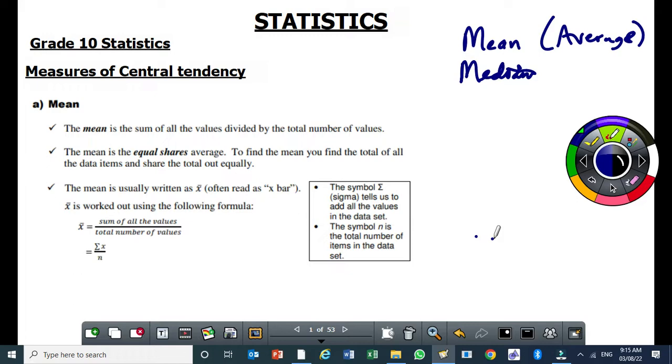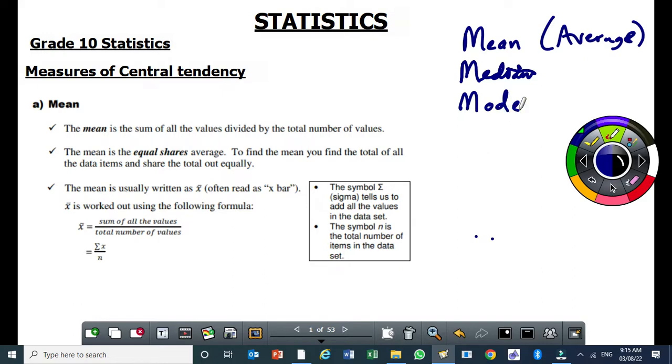So if I take your math marks for term 2 and I arrange them from the smallest to the largest, then since there are 26 of you, it means I am going to need the 13th mark and the 14th mark. Then I'll add the two and divide by what? By 2. Then I'll get the median. That is only because the number of learners in this class is even. If it's odd, you just go to the middle value of the data set. Then you locate your median.